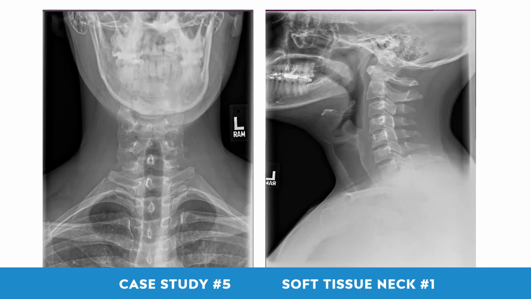Case study number 5, soft tissue neck. I didn't get any other information about the patient. Let's just go over some of the centering for these. So soft tissue neck. Looks like we could have gotten the mandible up a little bit higher. We do have decent inspiration.